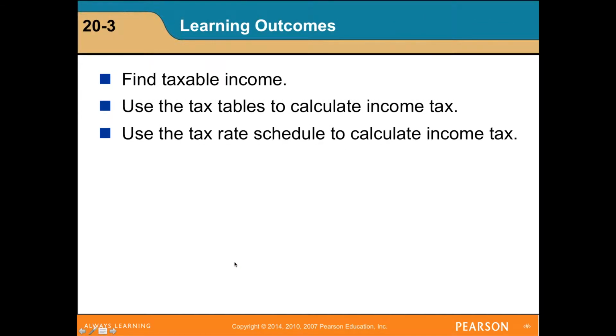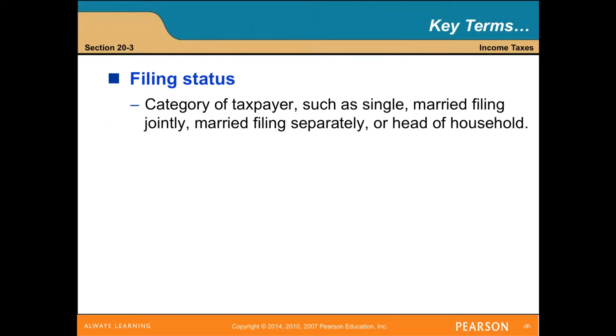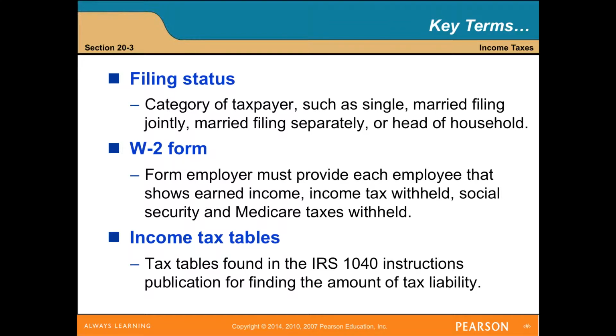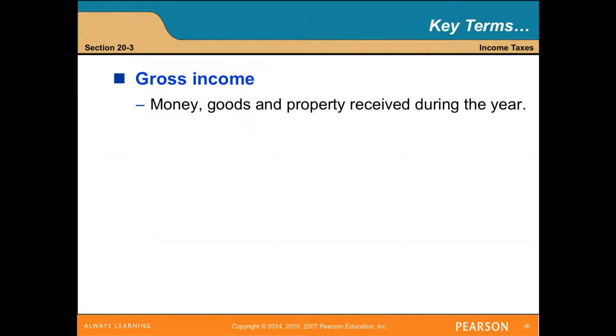Section 20-3 Learning Outcomes. Find the taxable income. Use the tax tables to calculate income tax. Use the tax rate schedule to calculate income tax. And this varies by state also. Filing status refers to a category of taxpayers such as single, married filing jointly, married filing separately, or head of household. A W-2 form is a form that the employer provides each employee that shows their earned income, income tax withheld, Social Security, and medical taxes withheld. Income tax tables are tax tables found in the IRS 1040 instructions publication for finding the amount of tax liability.